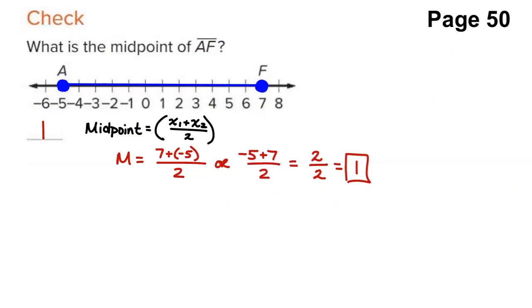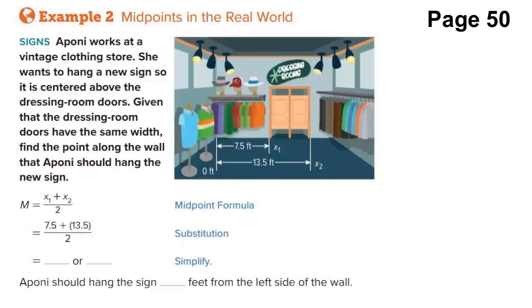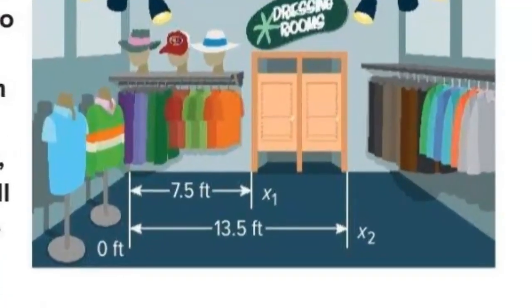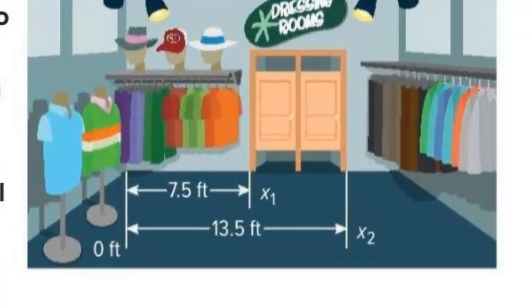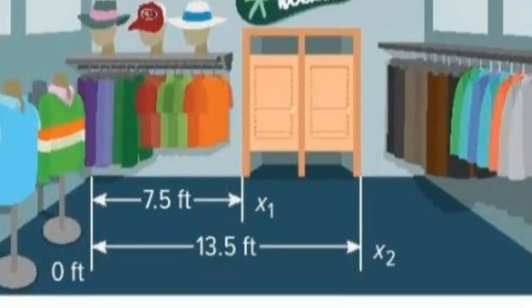All right. So far, so good? All right, let's look at a real-world application of this. Example number 2. A pony works at a vintage clothing store. She wants to hang a new sign so that it's centered above the dressing room doors. She wants to find the center or the middle. Given that the dressing room doors have the same width, find the point along the wall that a pony should hang the new sign. So here's the information that they give me. Measuring from the left-hand side of the wall over to the beginning of the first door. So right here.